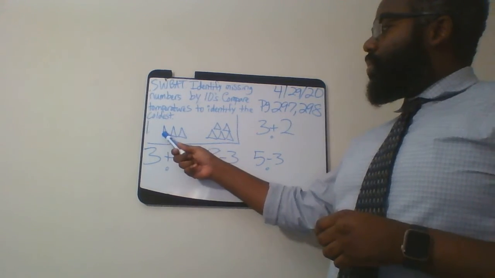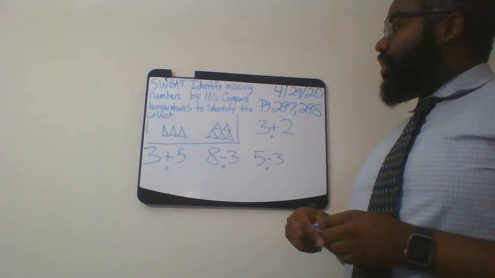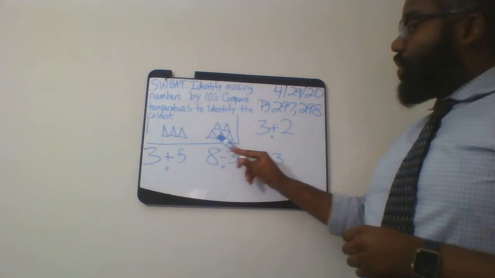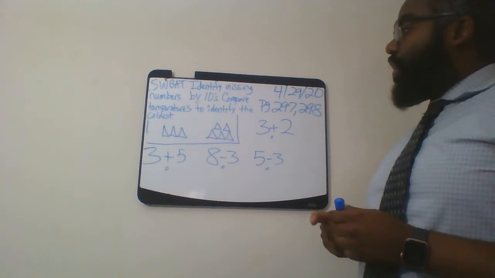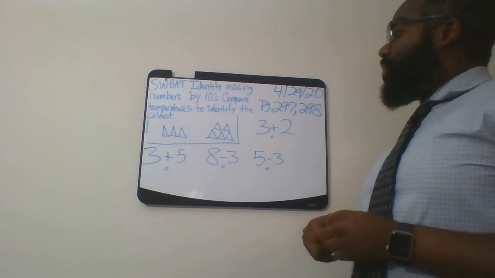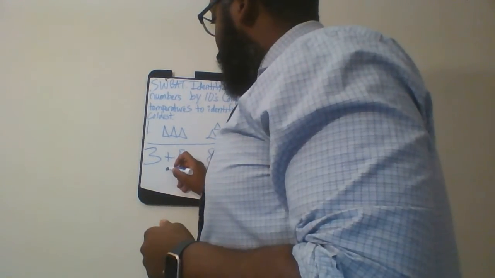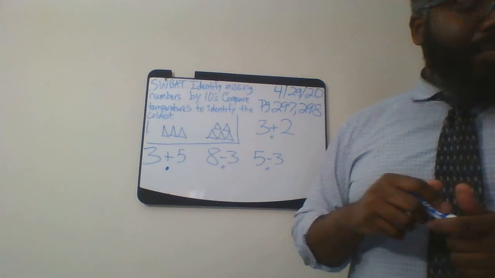So notice, we have 1, 2, 3 here. Let's count how many objects from this side. We have 1, 2, 3, 4, 5. So we have 3 here and 5 here. So we're looking for 3 plus 5. And that's the solution right here. So you're looking at the next problem for number one.